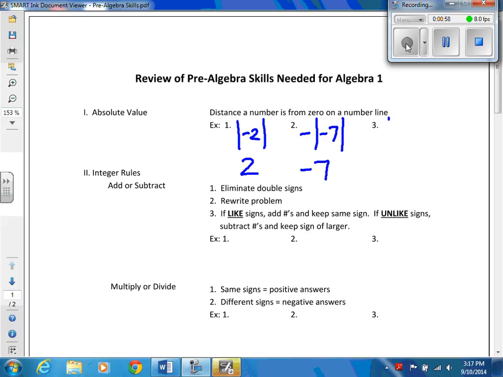And then if I take a positive number, like the absolute value of 6, all that is asking or telling me is that 6 is 6 spaces from 0, so the answer is 6.